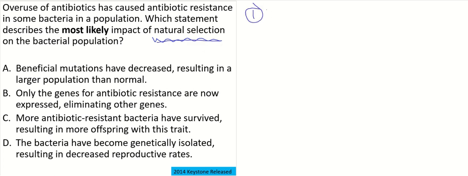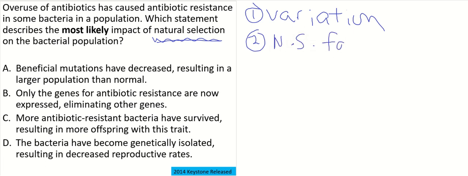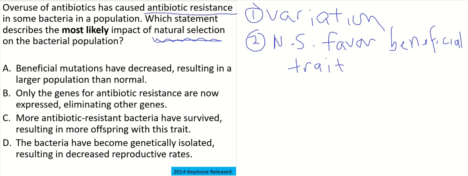So number one, there must be variation for this natural selection thing to work. And there is. Some of the bacteria are resistant and others are not to this antibiotic. Okay, well, once you have that variation, natural selection is going to favor or choose the beneficial traits. Individuals with that beneficial trait, which in this case is resistance to antibiotics. So that's the beneficial trait that natural selection is going to favor.